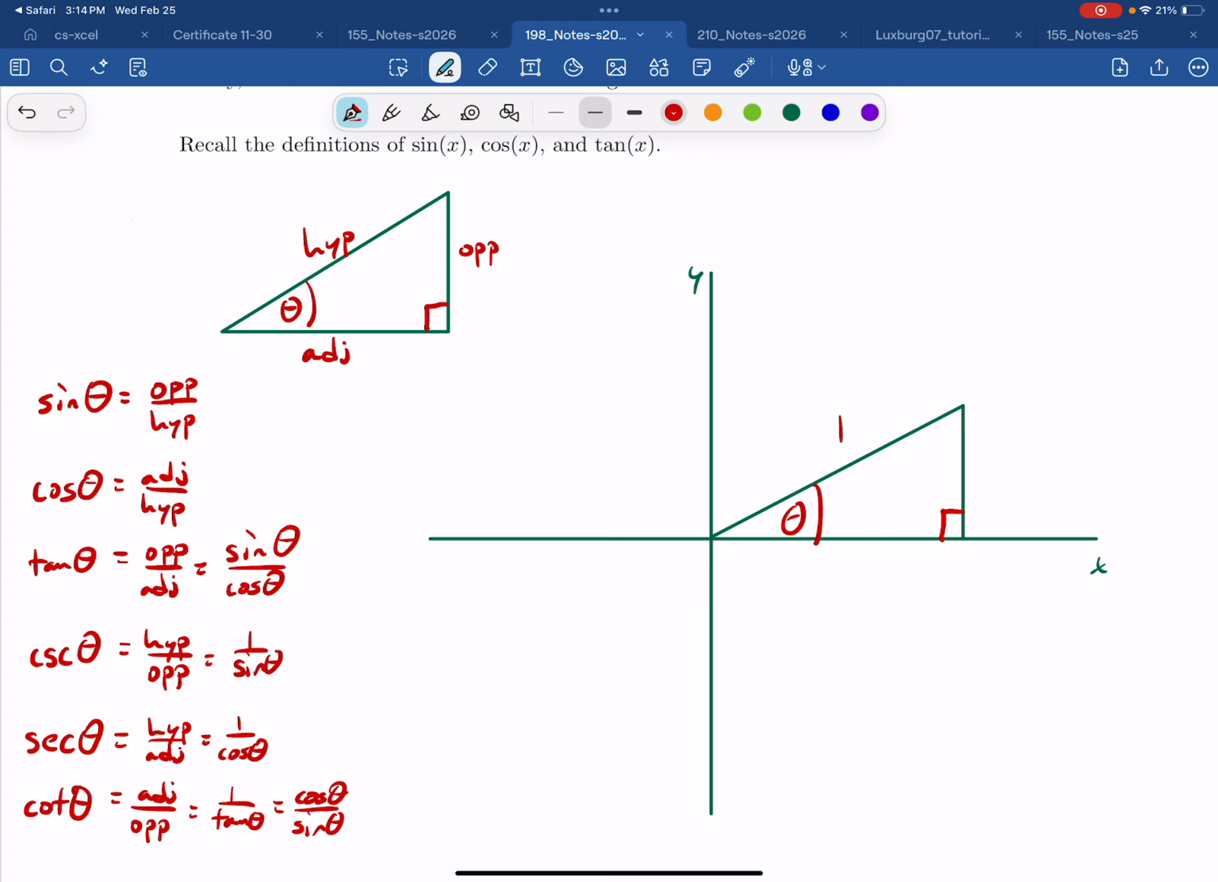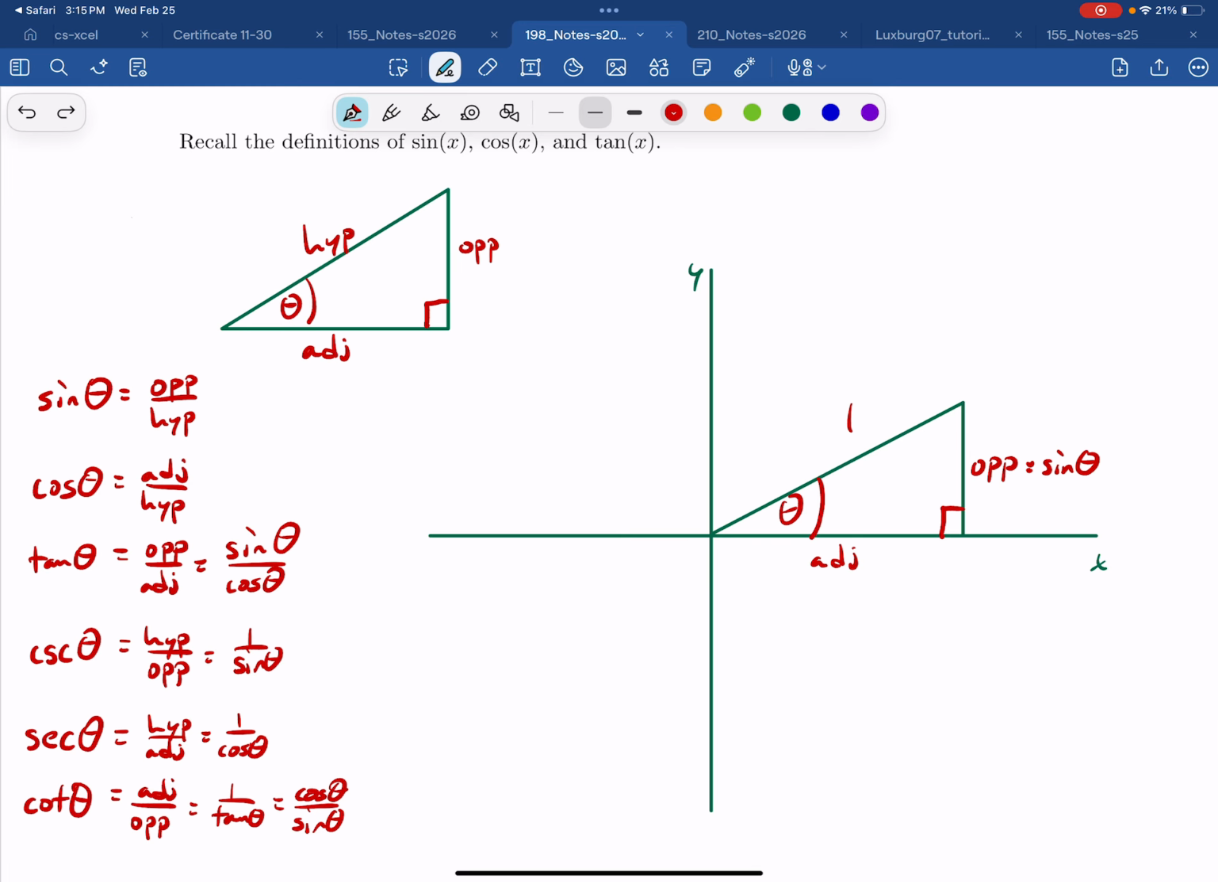So in this situation, for this triangle, hypotenuse is 1, then if this is the opposite side and this is the adjacent side, you might notice that the length of the opposite side actually equals sine of theta, because it's the opposite side over 1, the hypotenuse. And similarly, the adjacent side is cosine of theta, because again, we're dividing by 1.